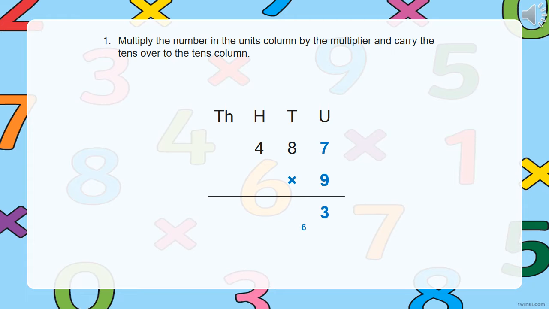Step number 1, we multiply the number in the units column by the multiplier and carry the tens over to the tens column. As you can see, 7 times 9 equals 63. We've put the units in the units column and carried over the tens.